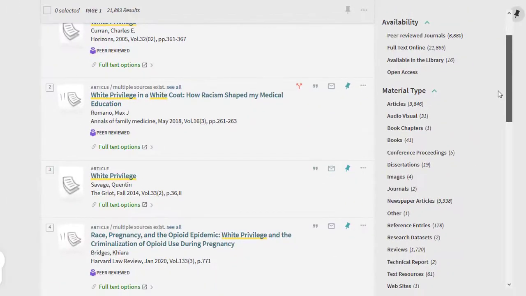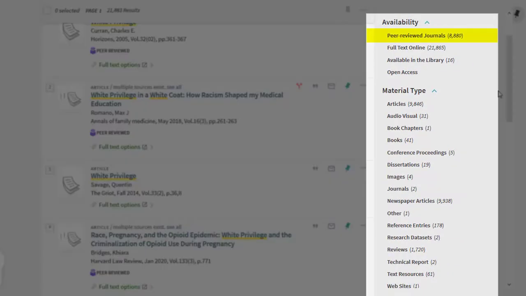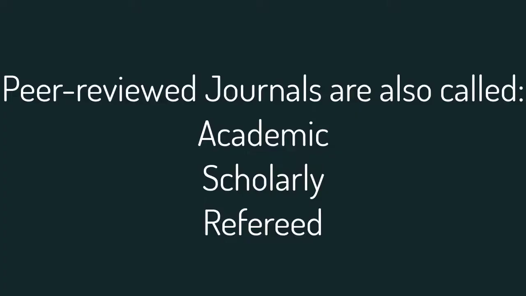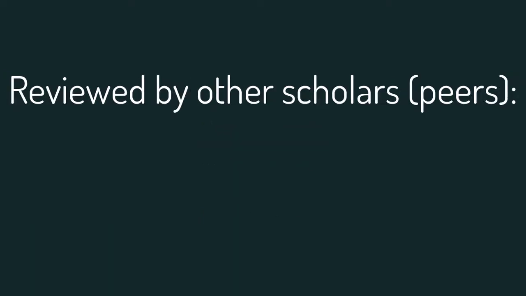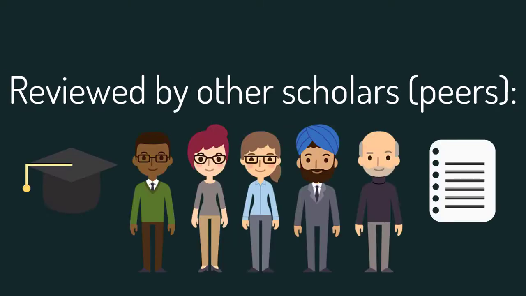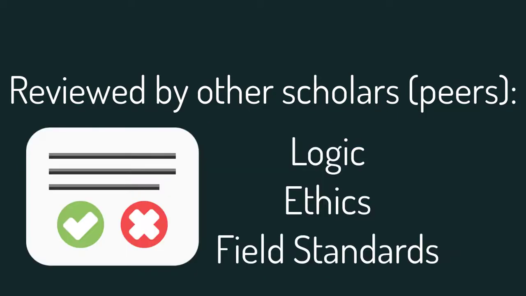When you need data from a specific scientific or academic study, look for peer-reviewed journal articles, which may also be called academic, scholarly, or refereed. These researched articles have been reviewed by other scholars in the field prior to publication. That review is more than grammar or fact checks. It involves close examination of the study in terms of logic, ethics, and field standards.